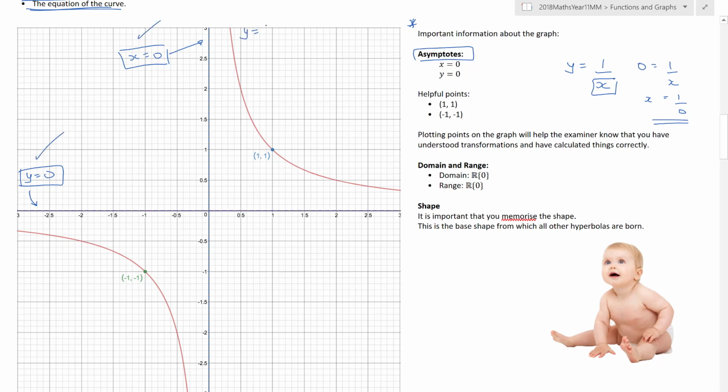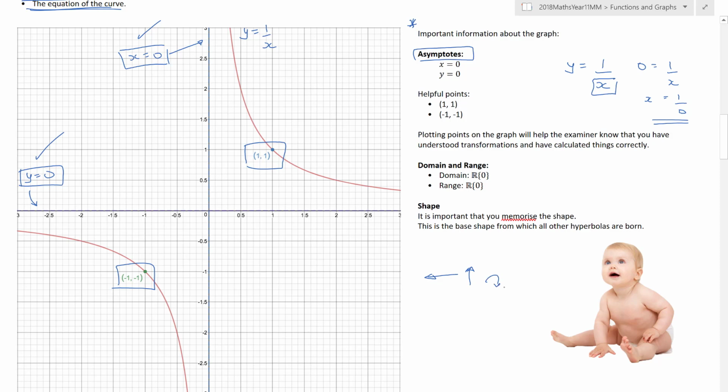I would put on there my function, y equals 1 over x, and you put on some important points. Now, the great thing about hyperbolas is that (1, 1) and (-1, -1) are two really important points. Why do you need to put this on an exam? Well, generally speaking, because you're going to be asked to sketch these things, the examiners want to know that you've actually understood how to translate, how to dilate, and how to reflect.